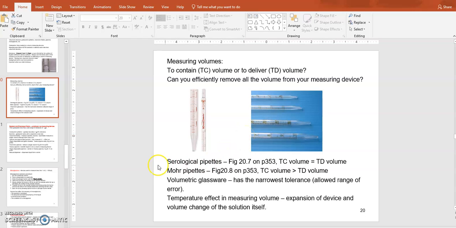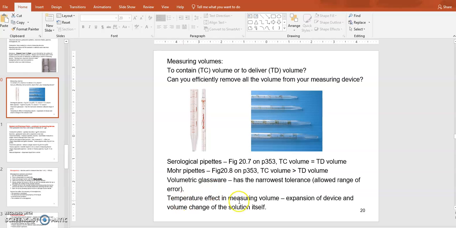Okay, so in the serological pipette, to contain volume within your pipette is the same as to deliver volume. Okay, but in the Mohr pipette, to contain volume may be more than what you're going to deliver. So understand the difference in between. Mostly, you will be using a serological pipette in your lab. Okay. And then there are a whole bunch of volumetric glassware that you can use. Make sure those are all accurate volumetric devices.